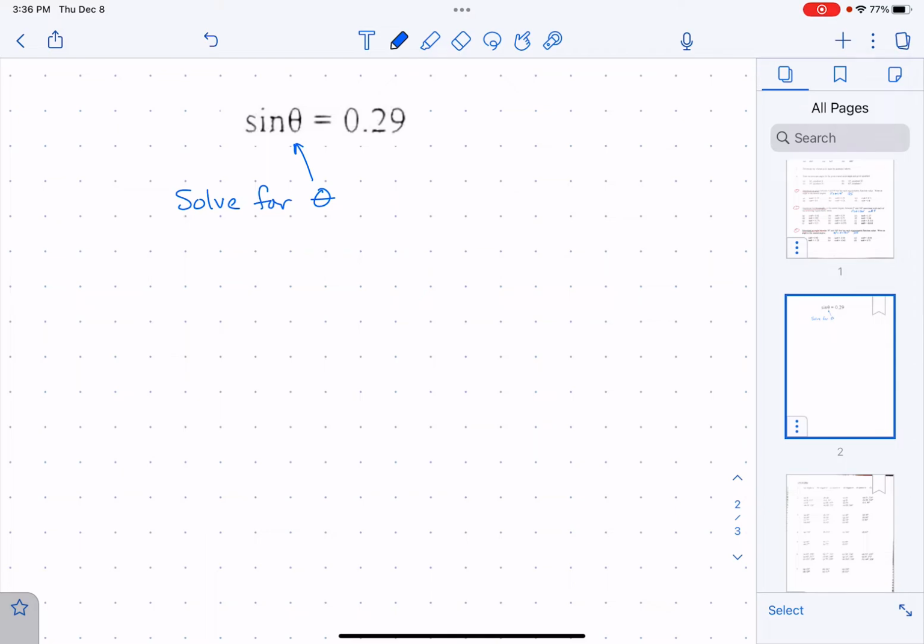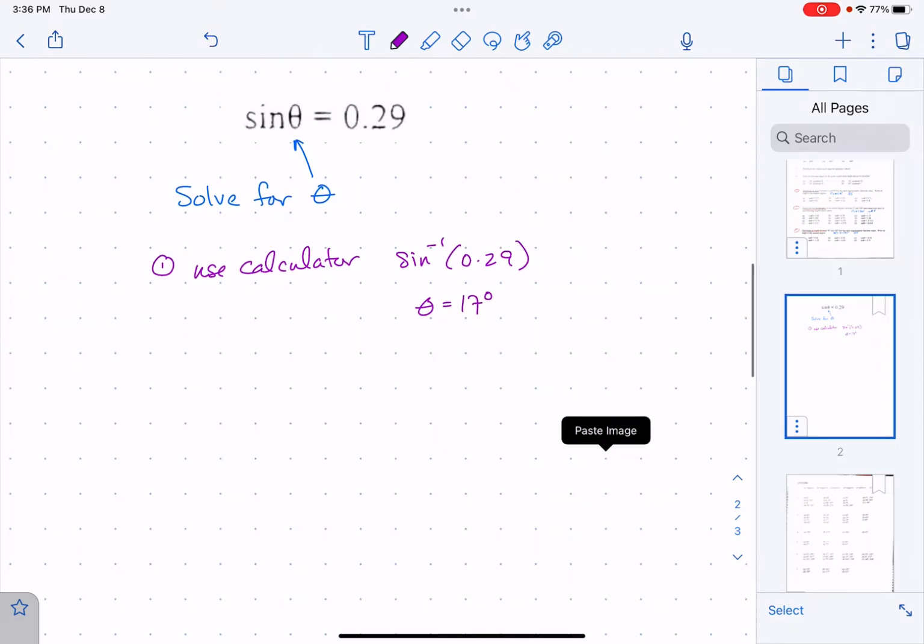Well, the very first and easiest way to get an answer is to use your calculator. So if I use my calculator, I'm going to do sine inverse of 0.29, and I'm going to get an answer of approximately 17 degrees. So that gave me an answer that's right here. That answer would be right there, okay?